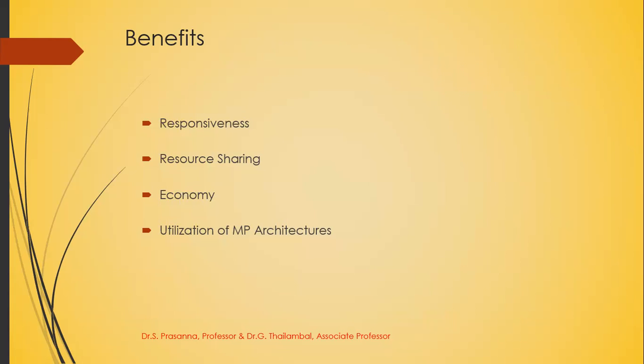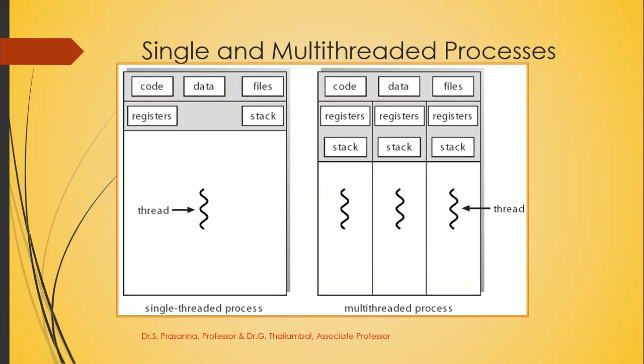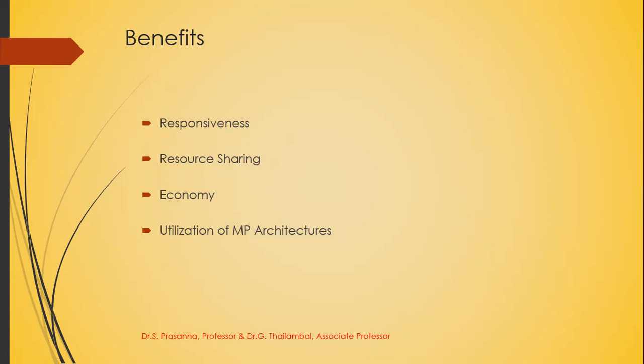What is the benefit of a thread? Responsiveness, resource sharing, economy, utilization of microprocessor architectures. Responsiveness is nothing but when a user wants to run a program, then it is executed and the result will be shown to the user. So this is called responsiveness. Resource sharing. Resource is nothing but that stack, data, code, registers and everything what we have seen in the previous slide. So these resources can be shared between more than one process. So resource sharing is available in multi-threaded processing.